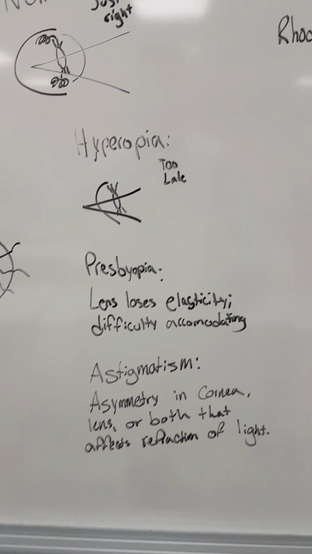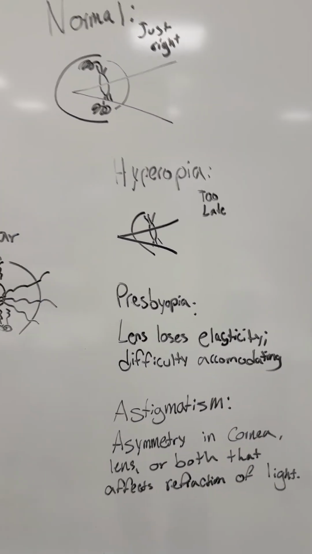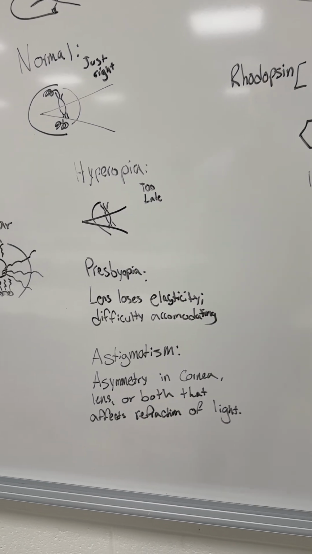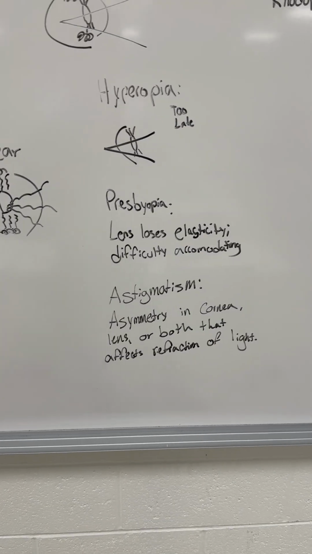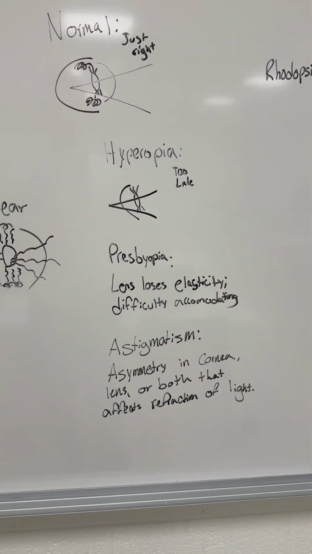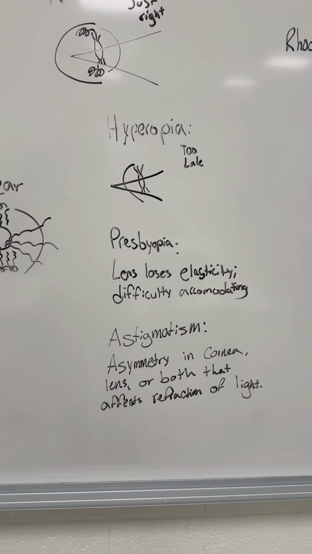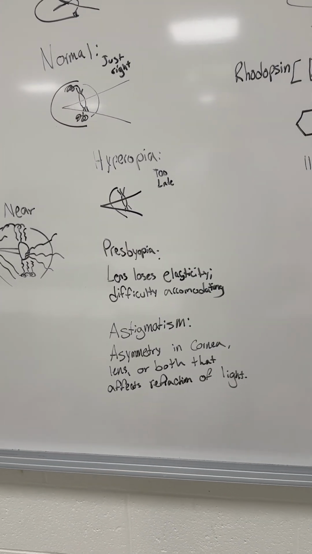Presbyopia is a condition that is caused by our lens losing elasticity, and this causes difficulty accommodating. And then we have astigmatism, which is a refractive error that is caused by asymmetry in the cornea, lens, or both. That's going to affect the refraction of light and make it hard to see.